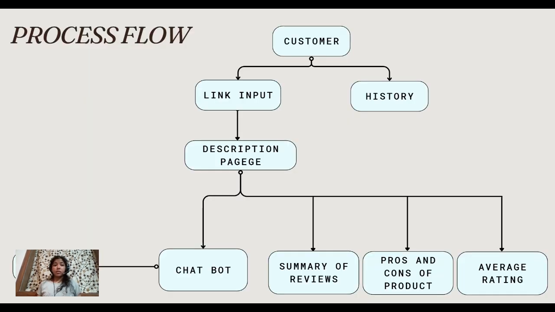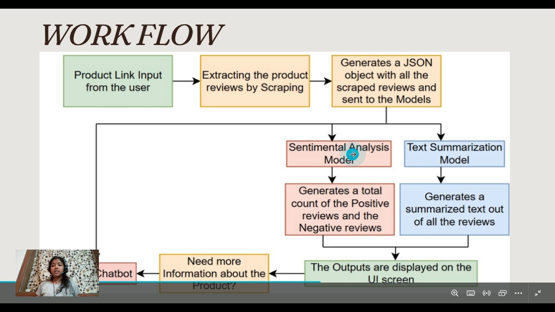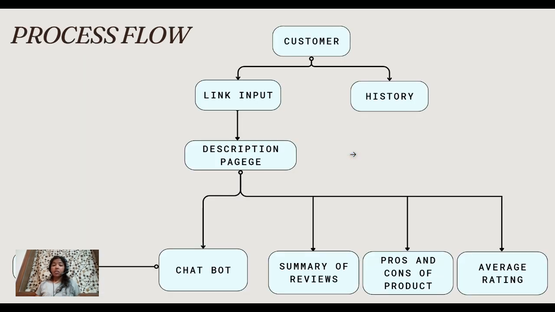This is the process flow of our project. The customer gives the link input. When the user gives the link input, it directly redirects him to the description page. The description page contains a summary of reviews, pros and cons of the product, average rating, and a chatbot. The summary of reviews is nothing but the summarized text of all the reviews in a concise manner.